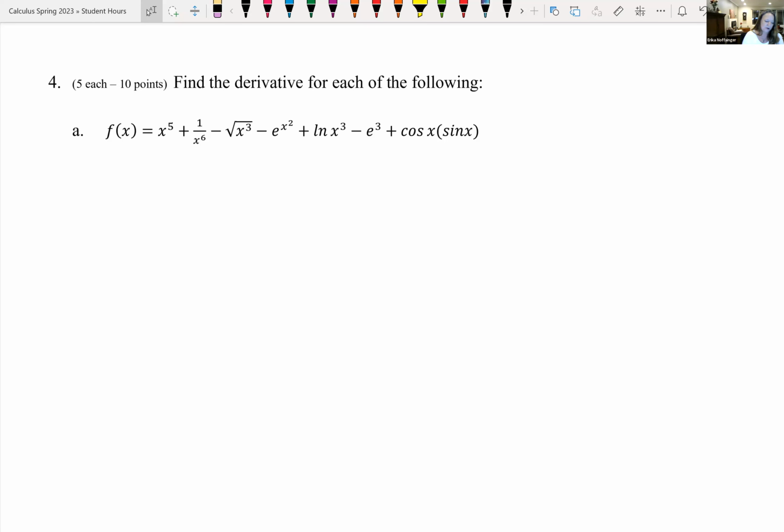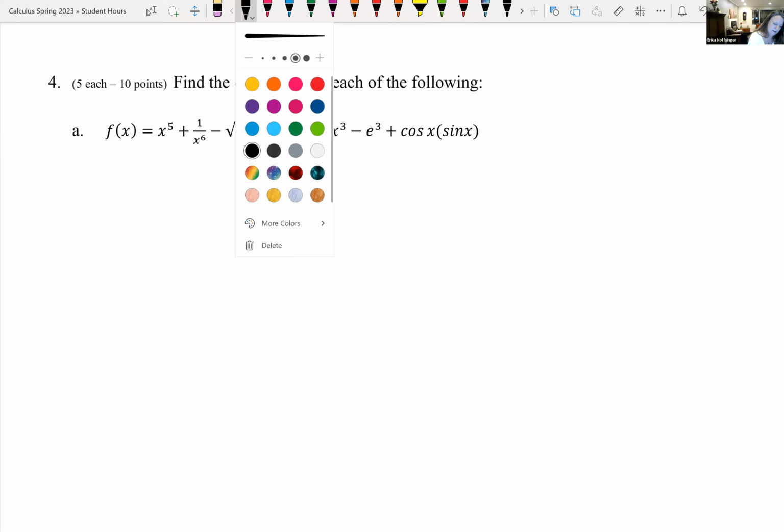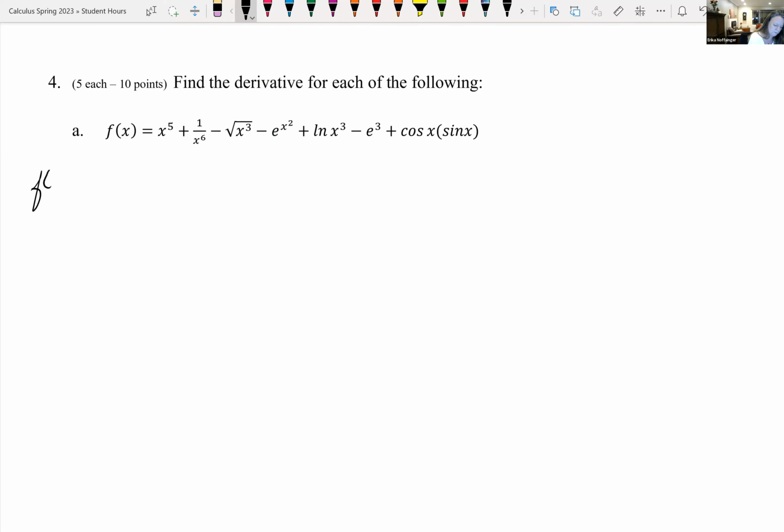I notice in here, I want to rewrite this a little bit to help me take the derivative of it. So let's rewrite f of x. f of x is equal to x to the fifth plus 1 over x to the sixth, which could be rewritten as x to the negative 6, minus the square root of x cubed. Let's rewrite that so it doesn't have the radical and is in rational exponent form. So the square root of x cubed is the same thing as x to the 3/2 power.